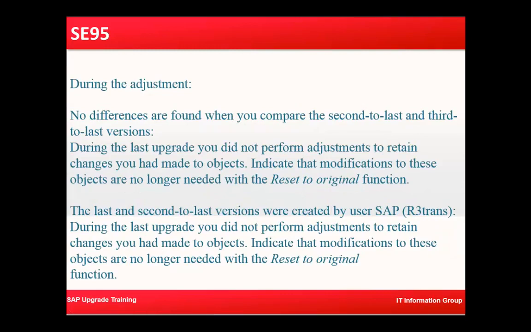During the adjustment, no differences are found when you compare the second to last and third to last versions. So during the last upgrade, you didn't perform adjustment to retain changes you have made to objects. Indicate that modification to these objects are no longer needed with the reset to original function. The last and second last versions were created by user SAP. During the last upgrade, you didn't perform adjustment to retain changes.